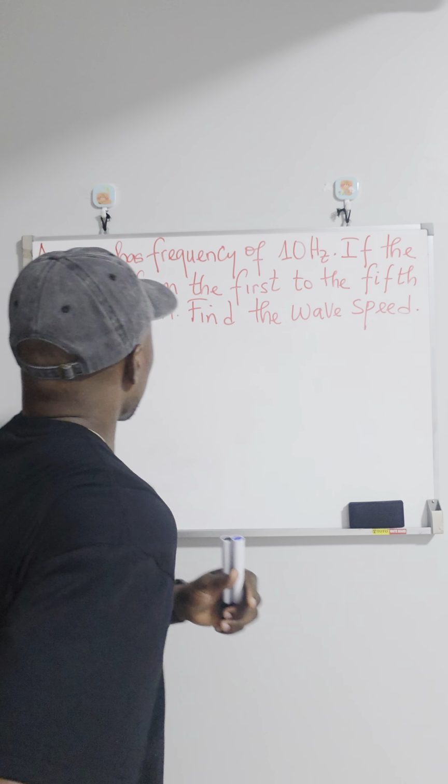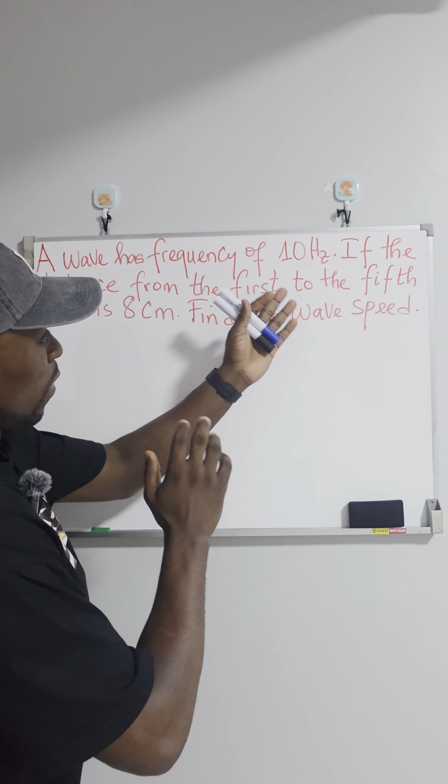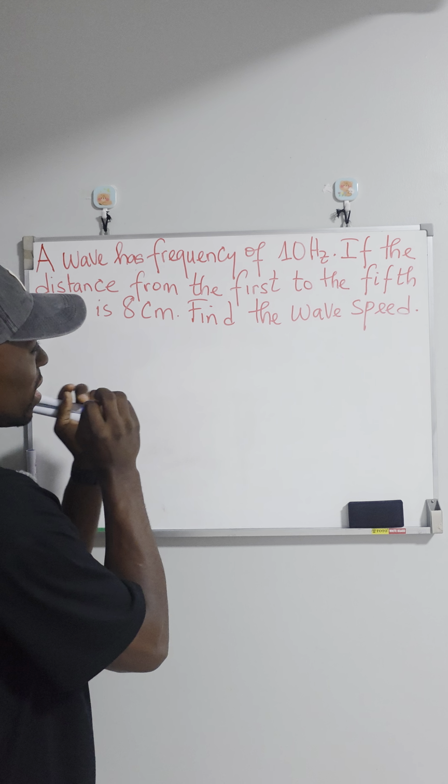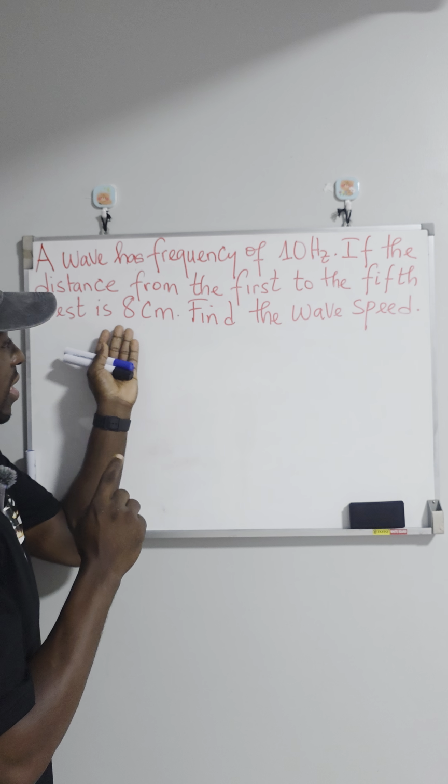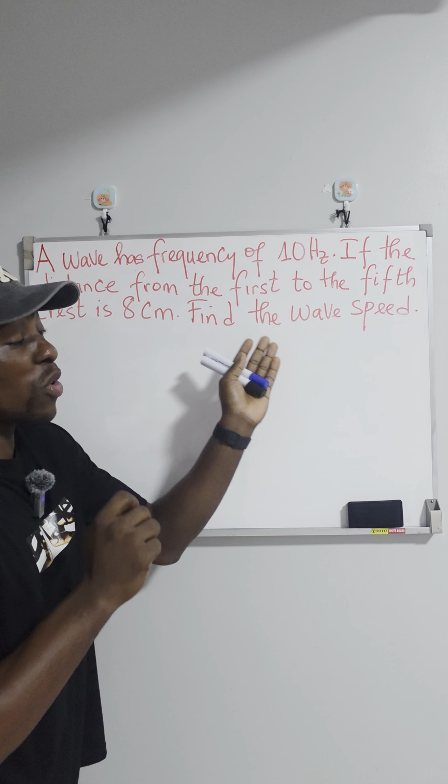A wave has a frequency of 10 hertz. If the distance from the first to the fifth crest is 8 cm, find the wave speed.